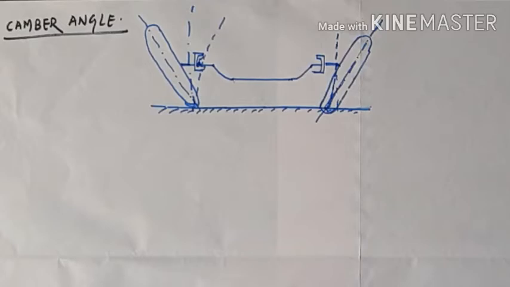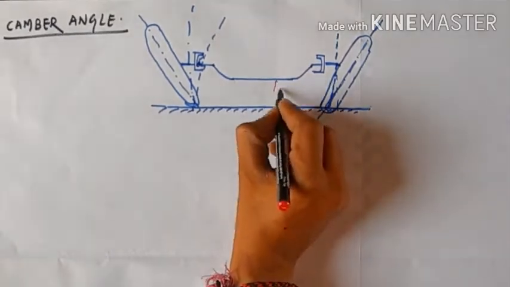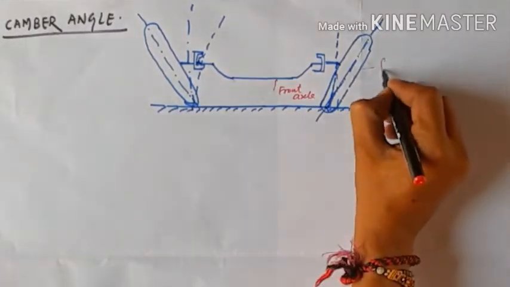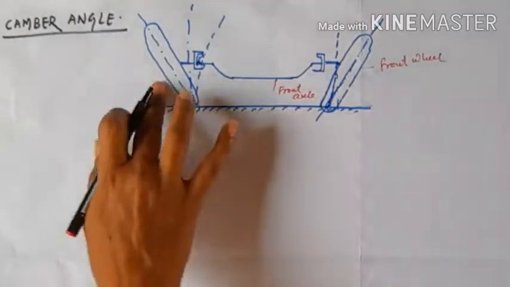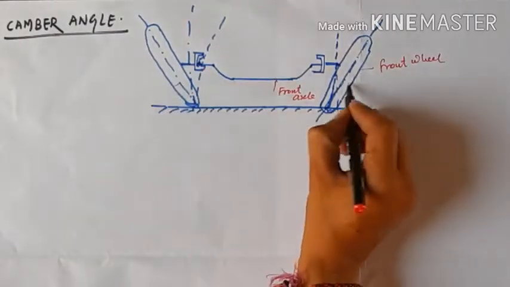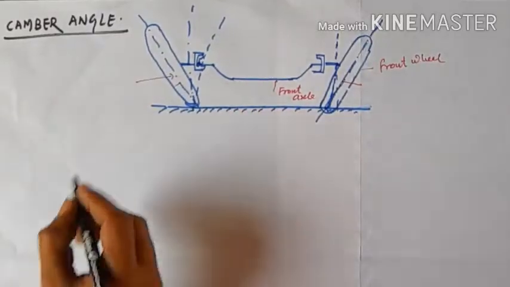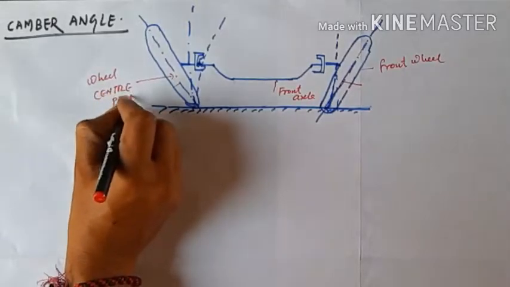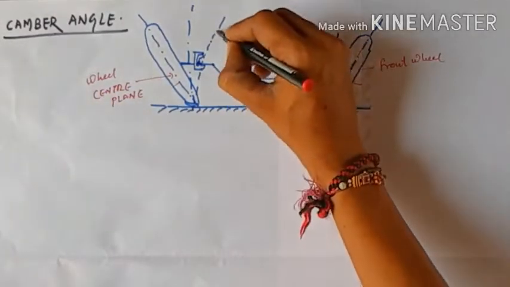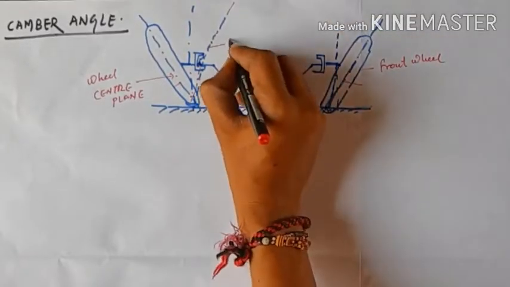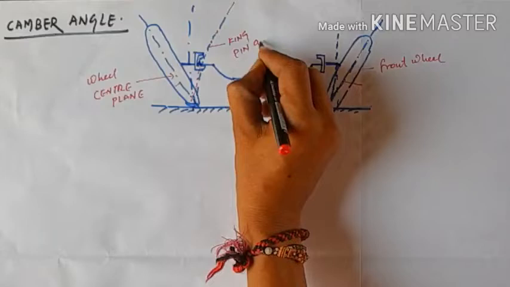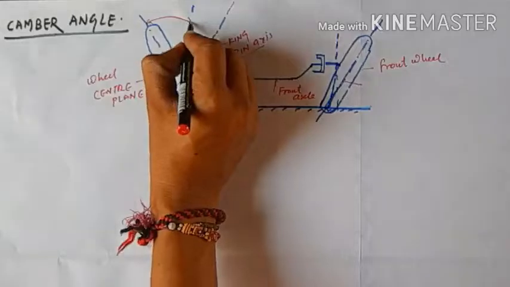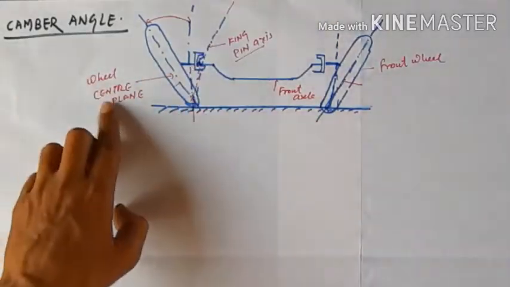So here, this is your front axle. Remember, this is your front axle, and this is your front wheel. This is the front wheel, this one is your wheel center plane, and this is your kingpin axis. Between these two, the angle we see, this is a common vertical line, and this is the wheel center plane.